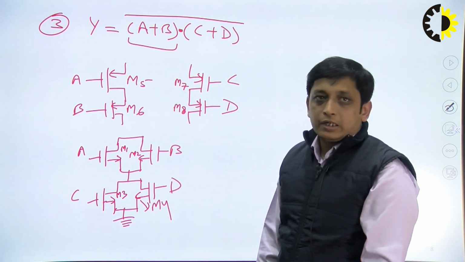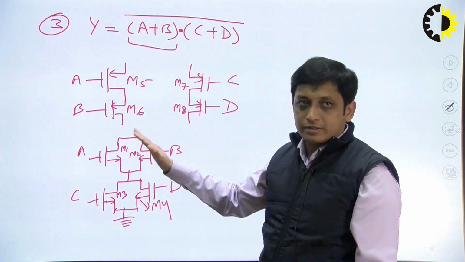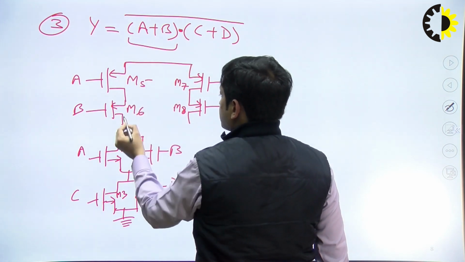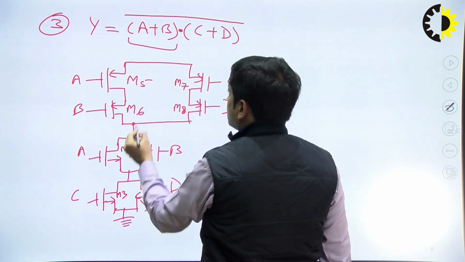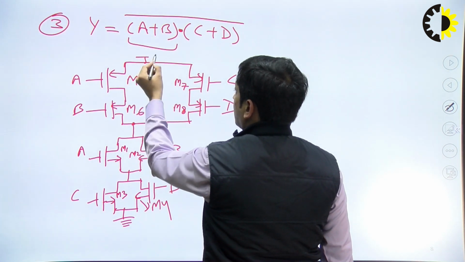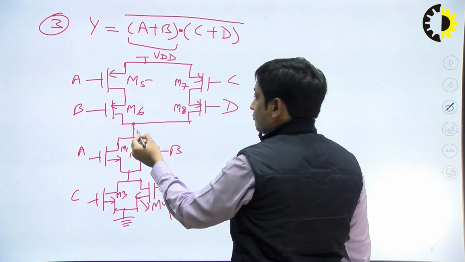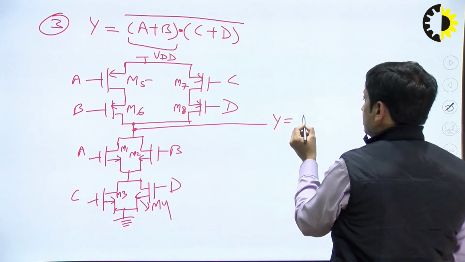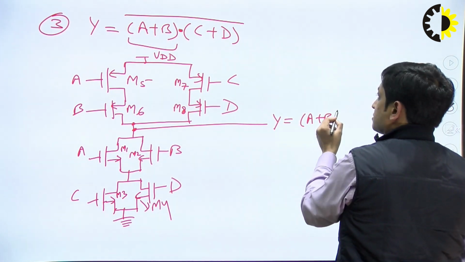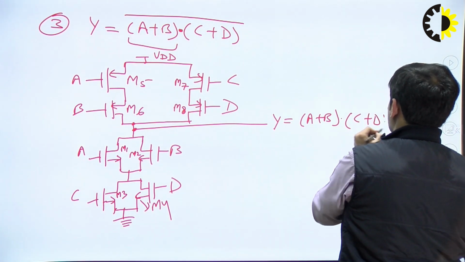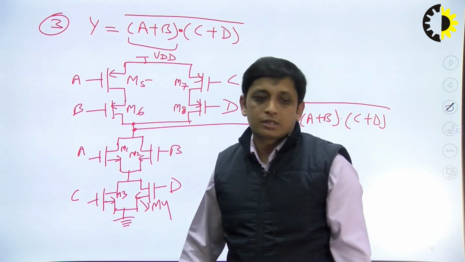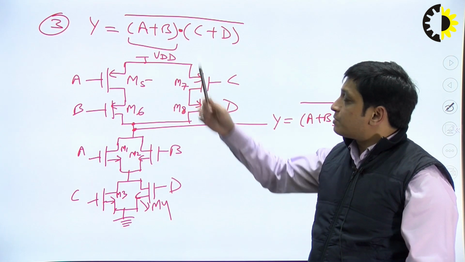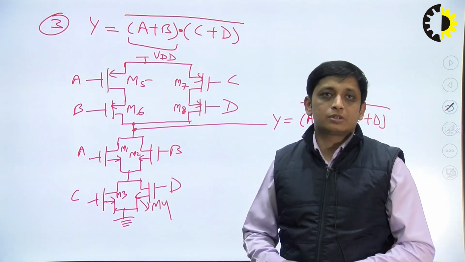Now in the pull-down network, you can see that both the sections are in series. So in the pull-up network, they will be in parallel. So the parallel connection will be like this, and the source of the PMOS will be at higher potential, that is VDD, and from the pull-up and pull-down network, we can take the output Y, and this output Y is equal to (A plus B) into (C plus D) whole bar. So this is the CMOS circuit of this particular expression, Y is equal to (A plus B) into (C plus D) whole bar.